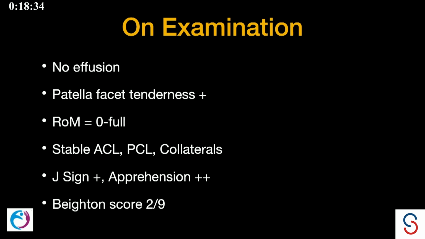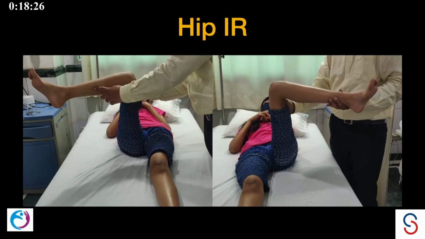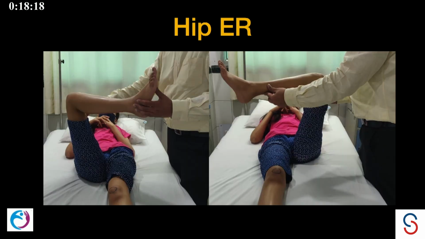There was a subtle J sign, not very prominent, but she was extremely apprehensive, and her Beighton score was 2 out of 9, not indicative of much of a hyperlaxity problem. That's her hip internal rotation compared on both the sides, almost identical. Hip external rotation, again identical. So we need to look at torsional profile on clinical examination in all these patients who come with patellar instability.